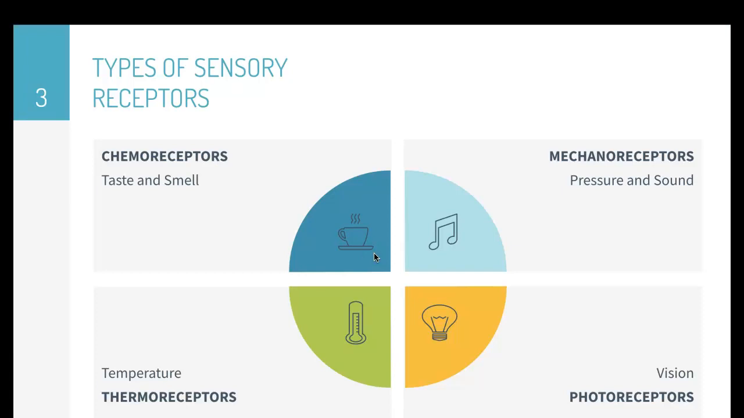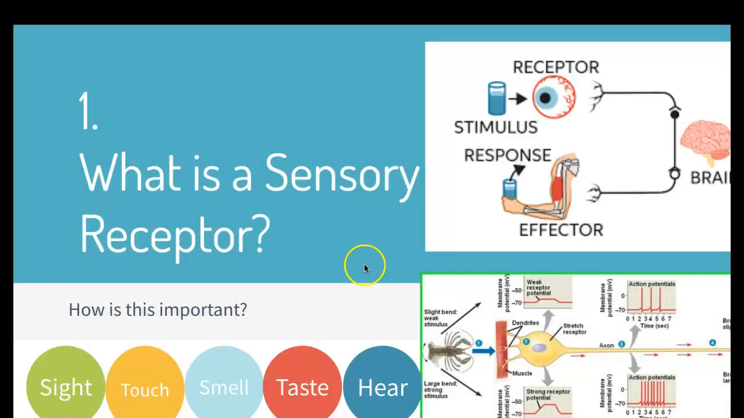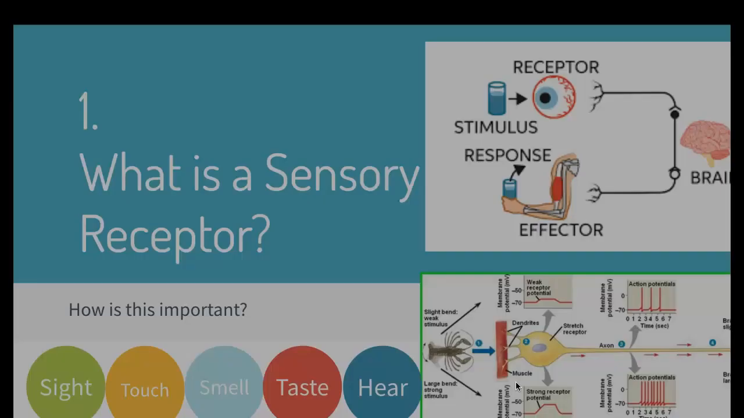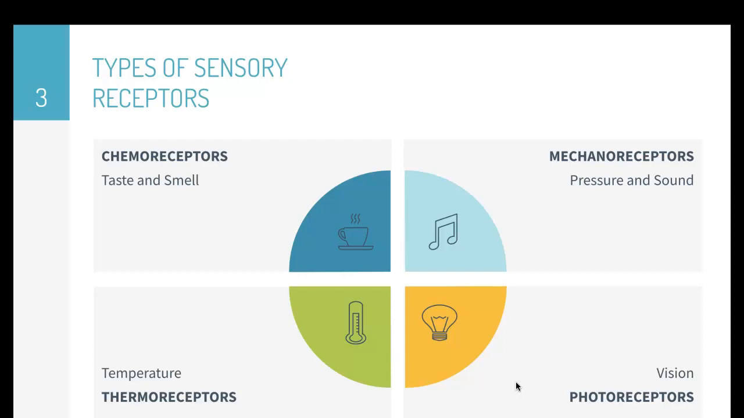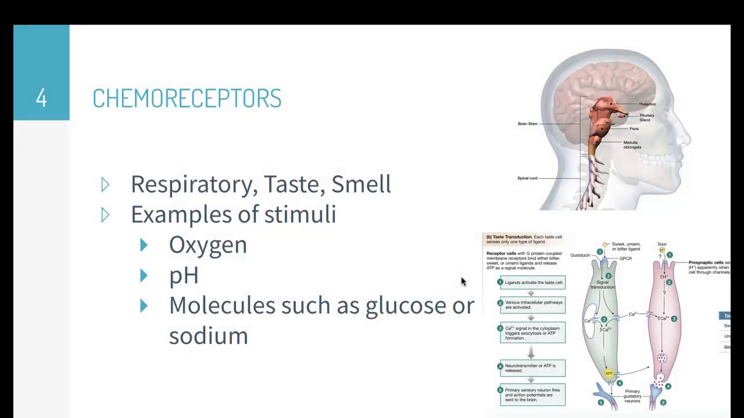And there are four main types of sensory receptors. The first would be chemoreceptors, which relate to taste and smell, mechanoreceptors, which relate to pressure and sound. We have thermoreceptors, which relate to temperature, and photoreceptors, which relate to vision and light. Also to mention, mechanoreceptors relate to more than pressure and sound, and we'll talk more about that later. And we're going to get into all of these types of sensory receptors. First we'll start off with chemoreceptors.